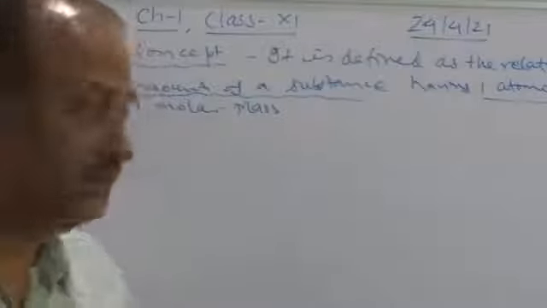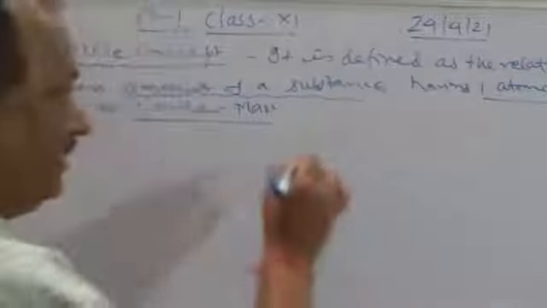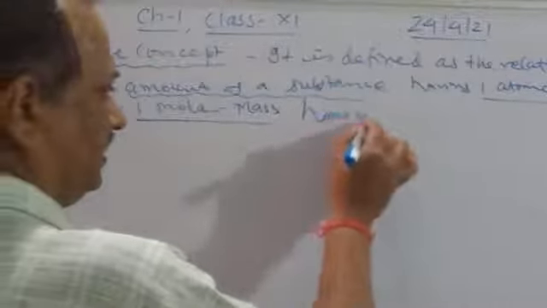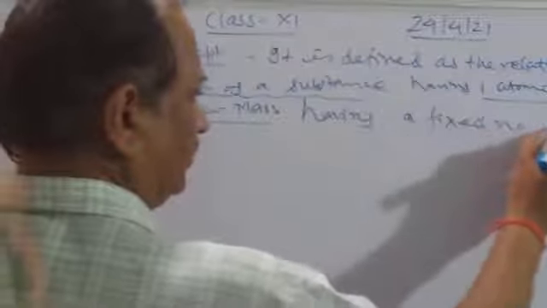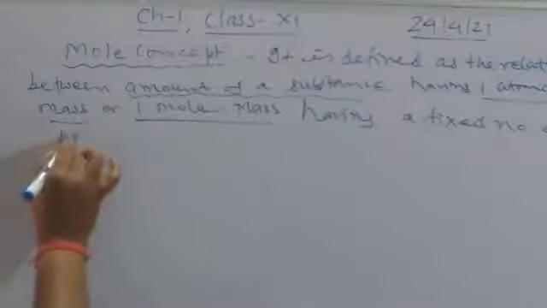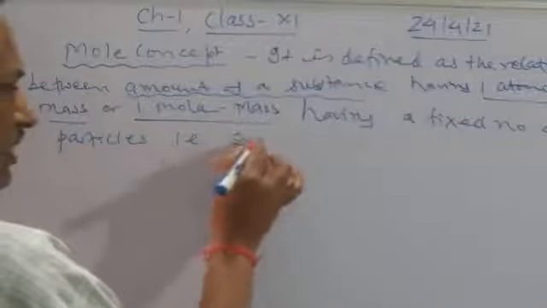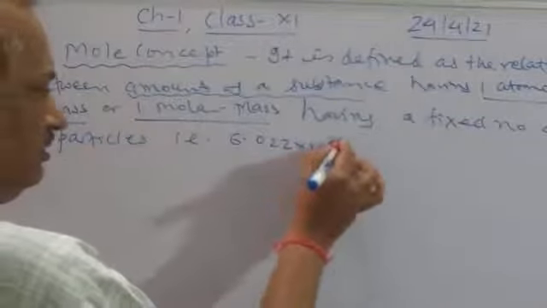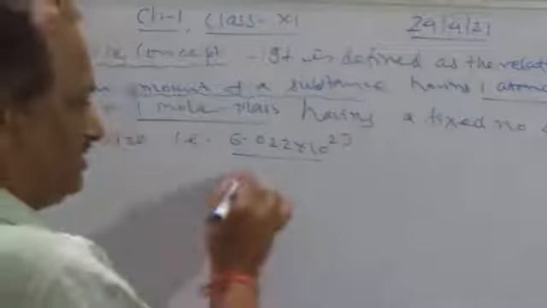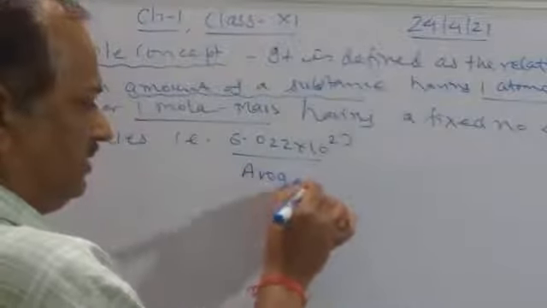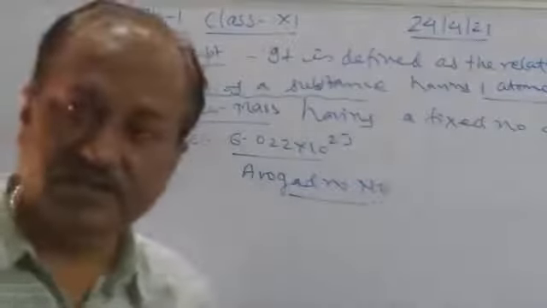atomic weight of the element, or it is equal to the molecular weight of a substance having a fixed number of particles. The number of particles is 6.022 times 10 to the power 23, and this is nothing but the Avogadro number. So this is the statement of mole concept.